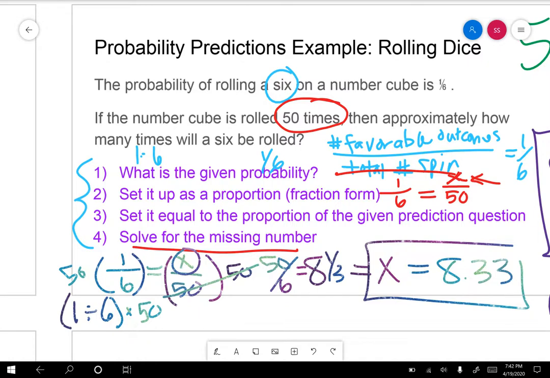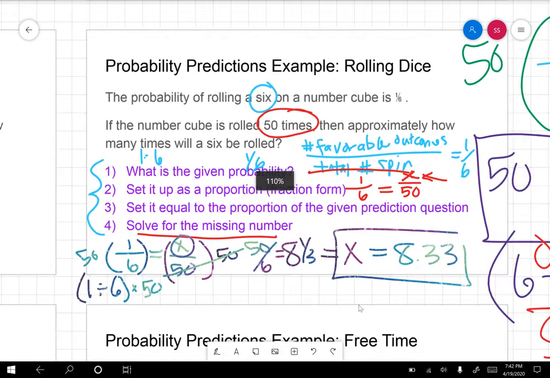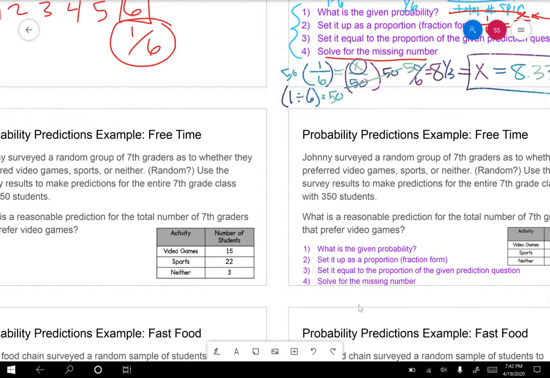So if a number cube, a dice, is rolled 50 times, we would predict that it would land on the number 6 about 8 times. Okay. All right, let's go over another example.